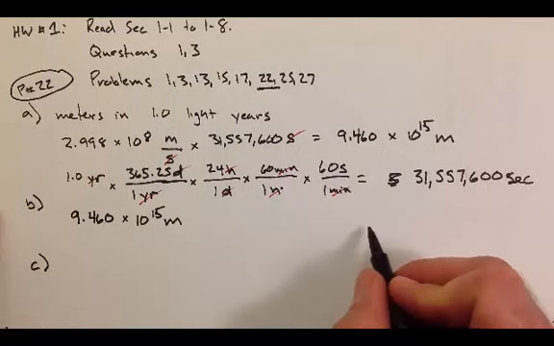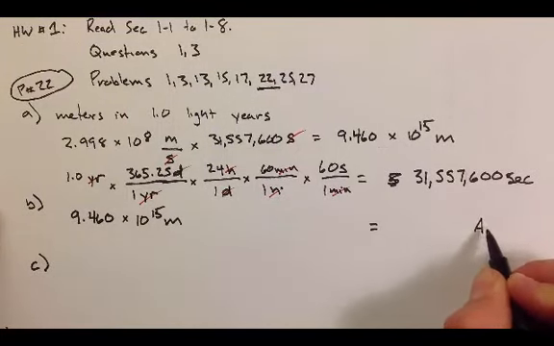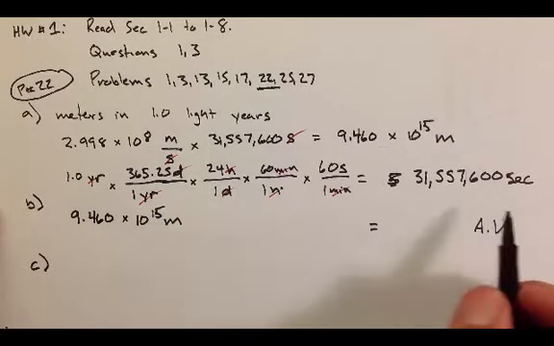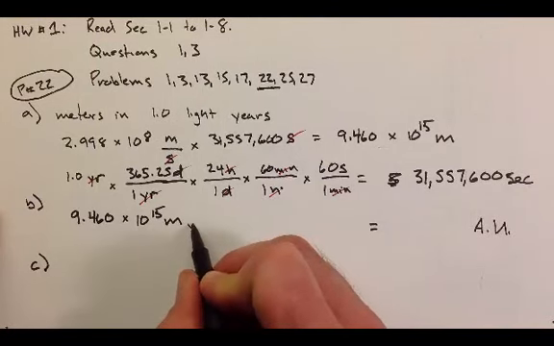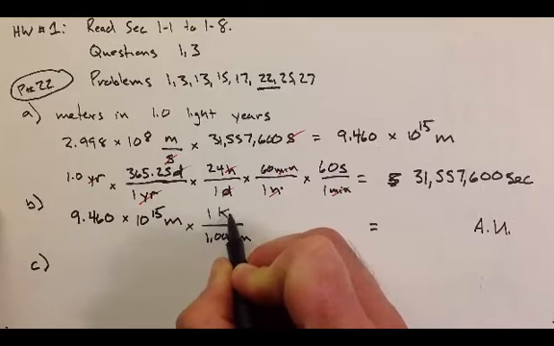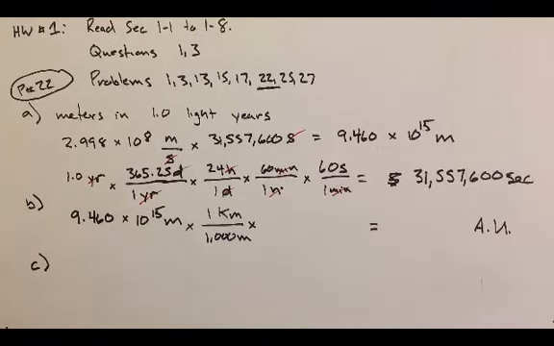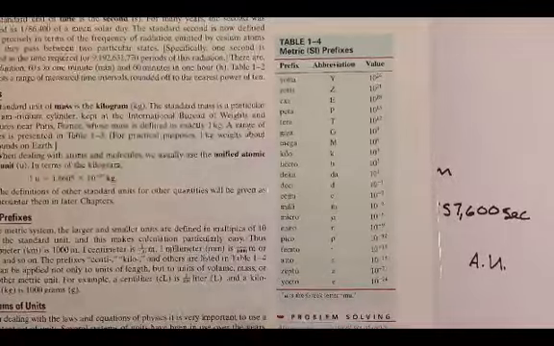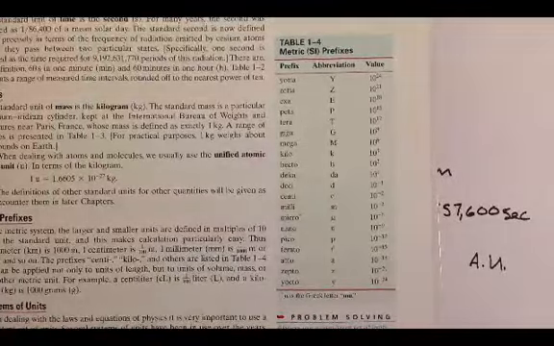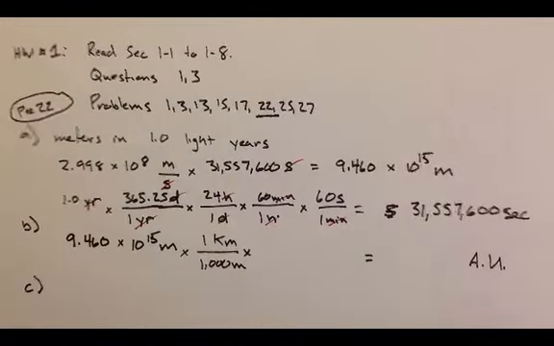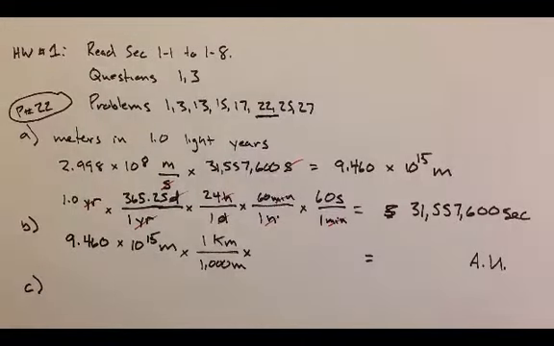And then I want to convert this into astronomical units. Well, I don't have a direct conversion between astronomical units and meters, but I do know that there are 1,000 meters in 1 kilometer, right? And how do I know that? Well, I know that the metric prefix of kilo means 1,000, along with lots of other metric prefixes. And don't worry, you won't ever have to memorize those. Those are on your table of information that you get to use on the AP test.